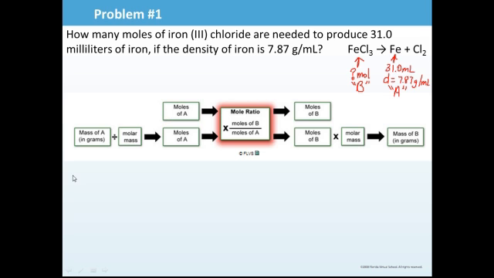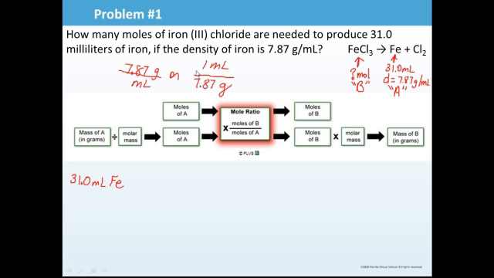We're starting with 31.0 milliliters of iron. It's not on this chart, so that means we have to do a conversion before we can do our stoichiometry. Remember that the density of iron is 7.87 grams per milliliter. Remember that conversions can be written either way, 7.87 grams per 1 milliliter. It just depends which way you need it.